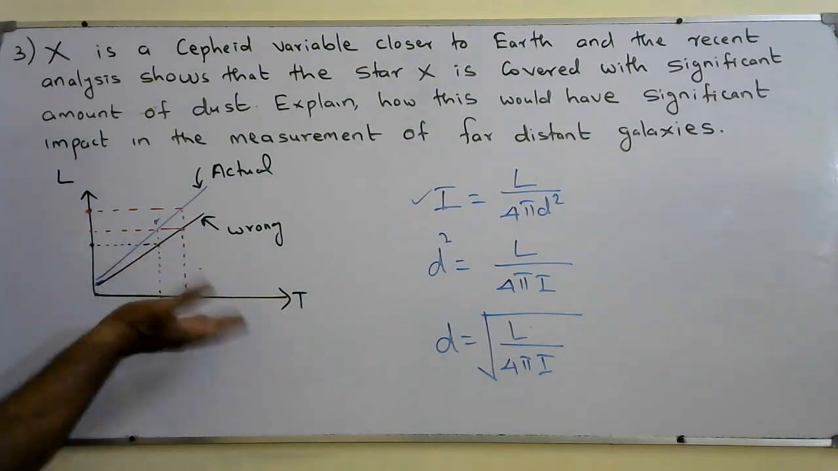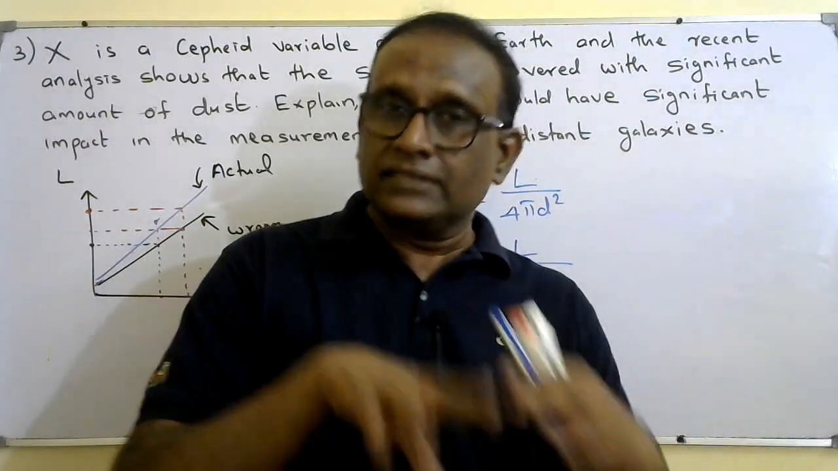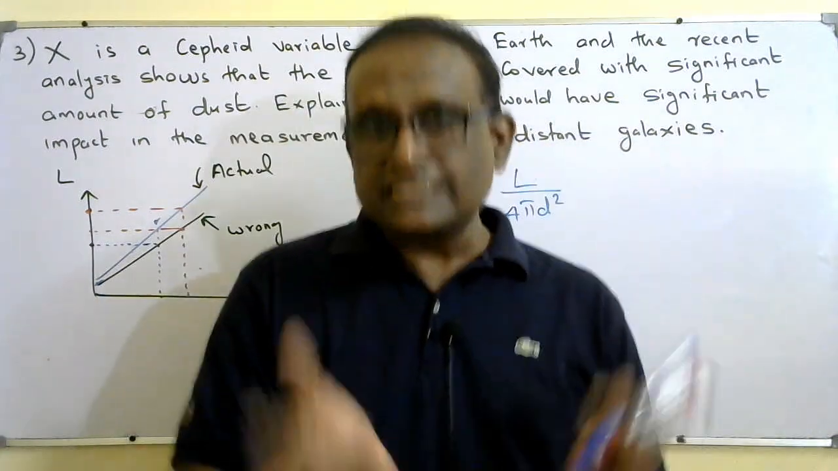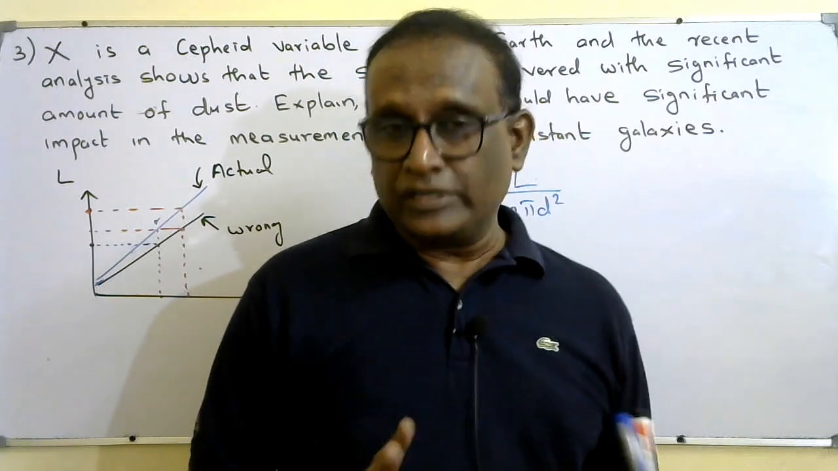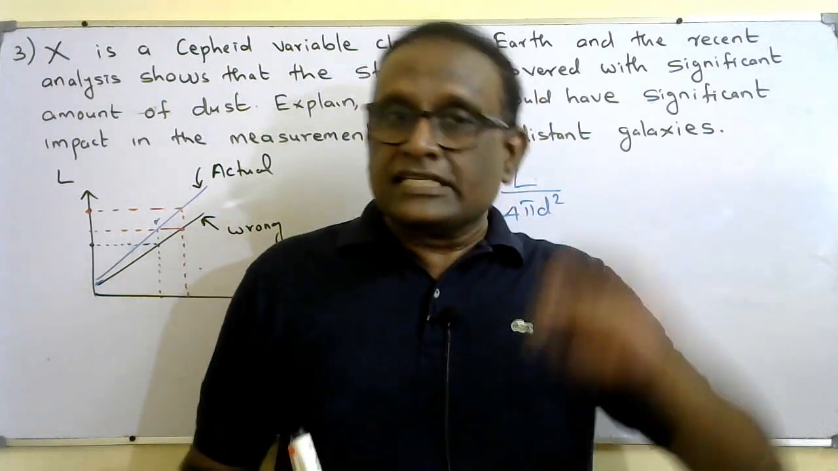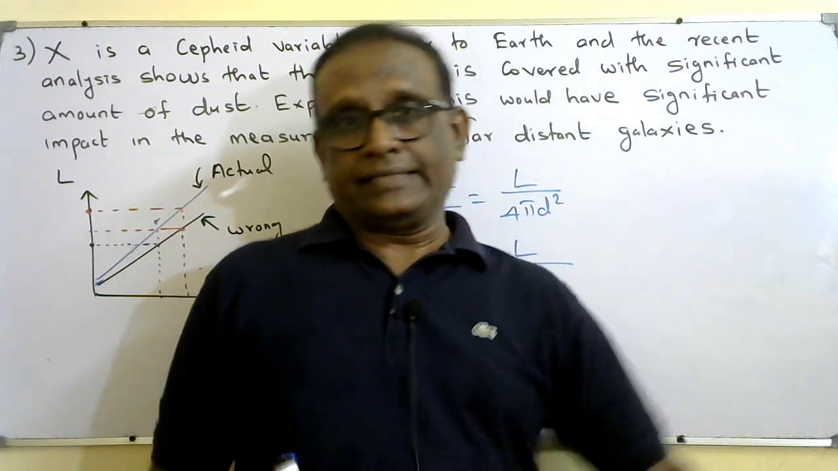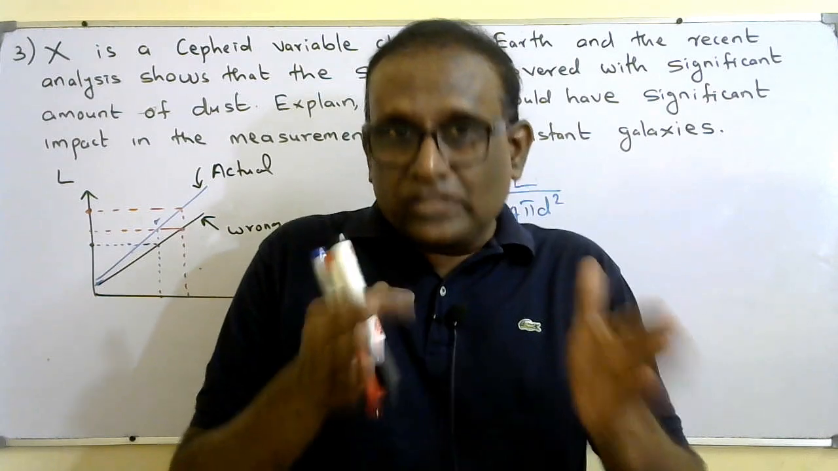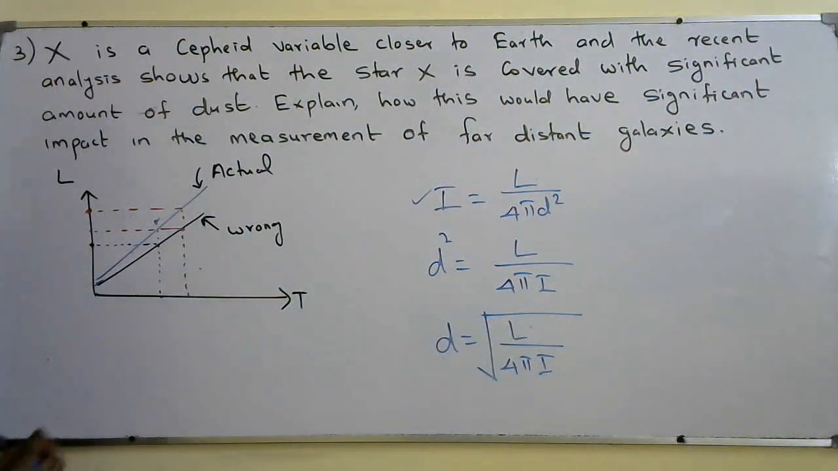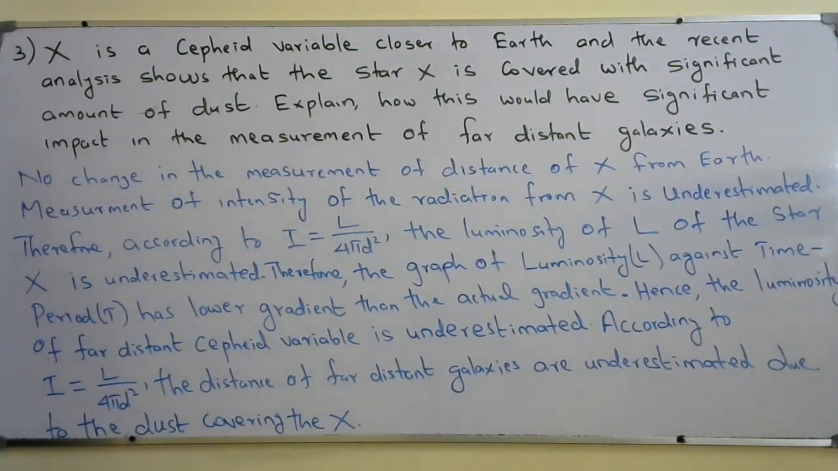What we thought earlier means when we were using the data when X is covered by dust. We had a particular value for the distance we measured for far distant galaxies, but now we know we have underestimated it due to the dust. The actual distance should be more than the value we have now. Okay, so this is the answer for this particular question.